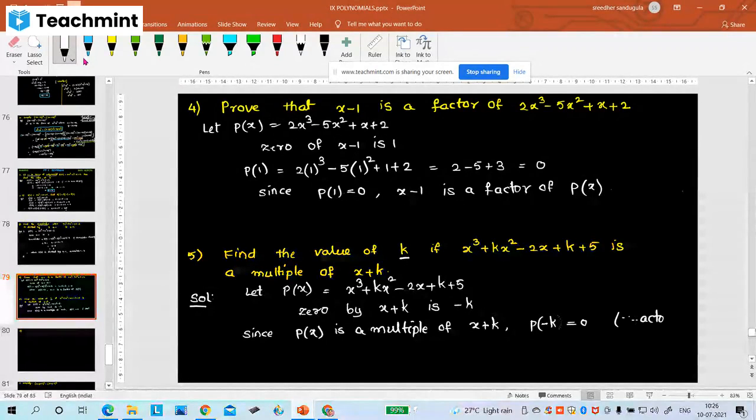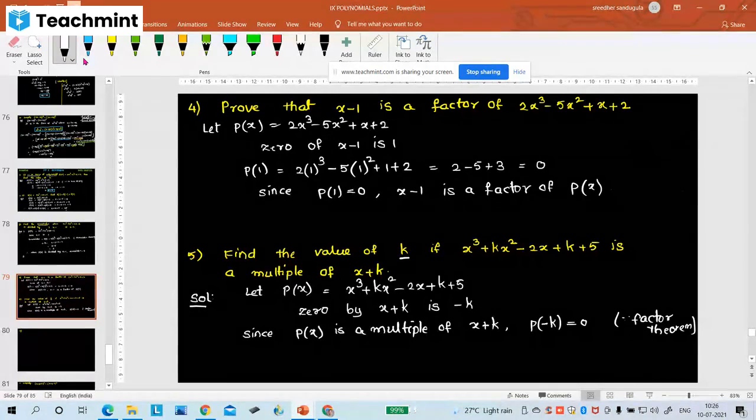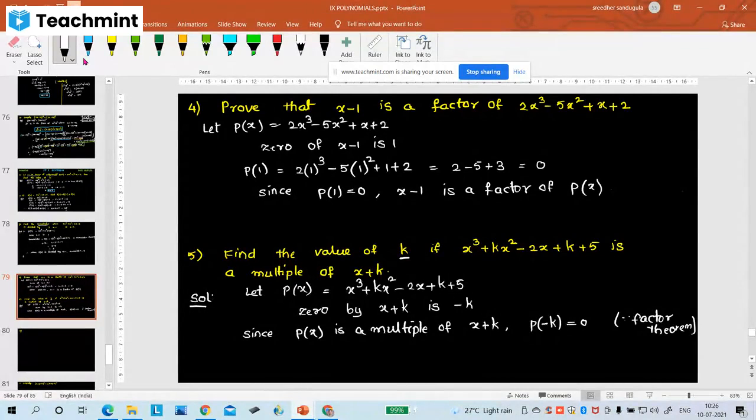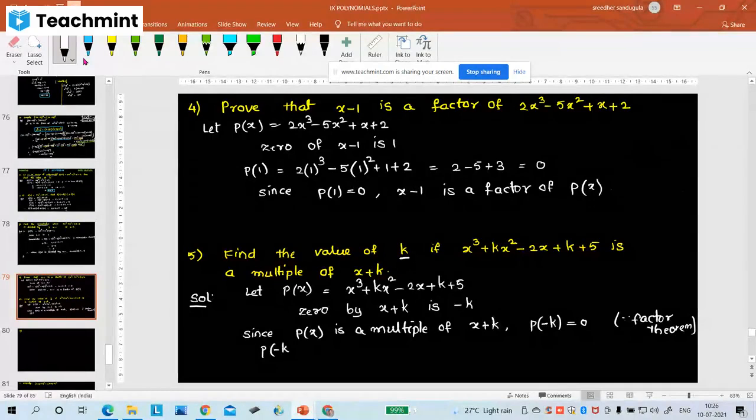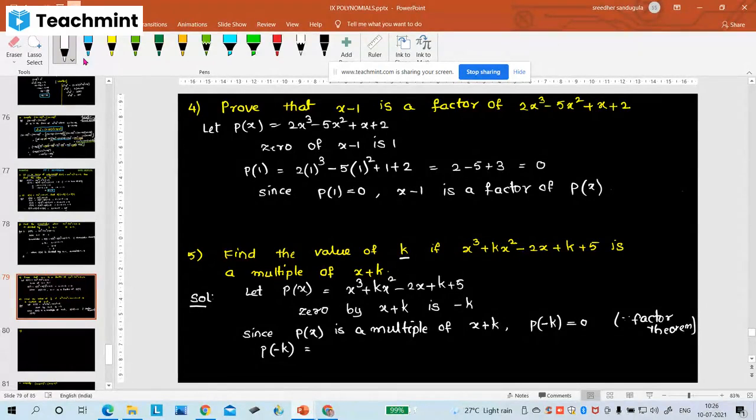In factor theorem, we learned two statements. If x minus a is a factor, then P of a equals 0. If P of a equals 0, then x minus a is a factor. So based on factor theorem, x plus k is a factor of P of x. Therefore, P of minus k is taken as 0. Then what is P of minus k?